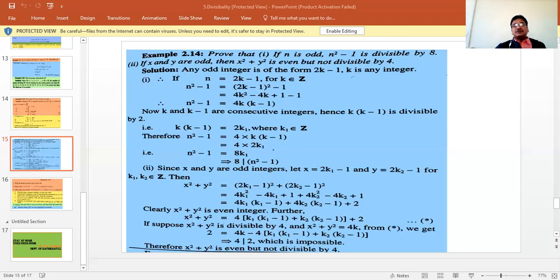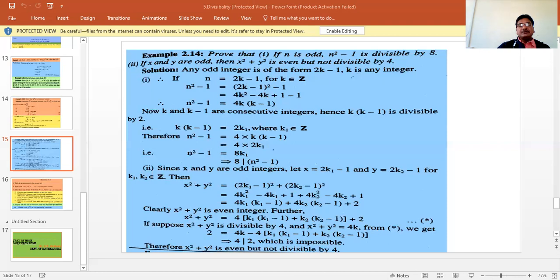That is, x squared plus y squared is expressed in the form 2 into some integer, and therefore 2 divides x squared plus y squared, so x squared plus y squared is an even integer because it is a multiple of 2. When we say an integer is even, it is a multiple of 2, or 2 divides that integer. So x squared plus y squared is even.